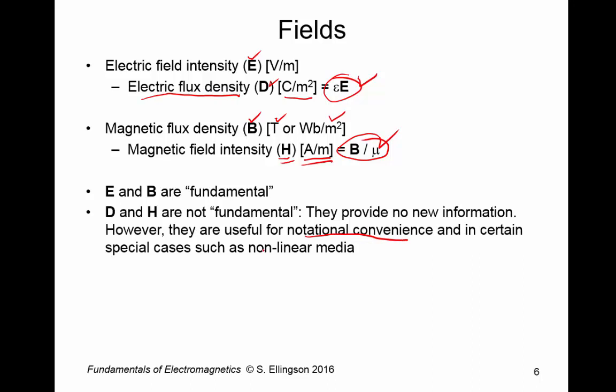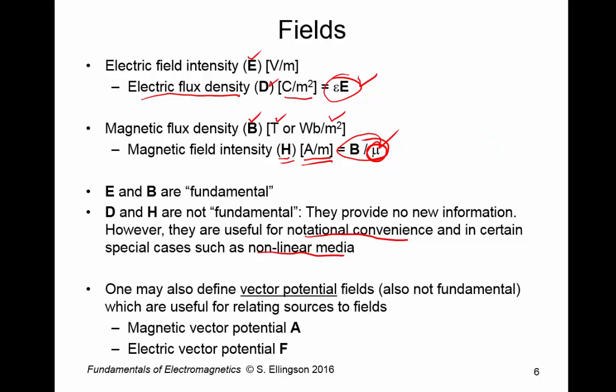And then in certain cases, such as nonlinear media, they become important. If, for example, mu is a function of B or H, then you can see that there is no longer a simple dependence between those two quantities. In fact, you may recall curves that look like this, where you have H and then B, and you see some curve like that. You can also define vector potential fields. These are also not fundamental. They provide no additional information, but they're very useful relating sources to fields.